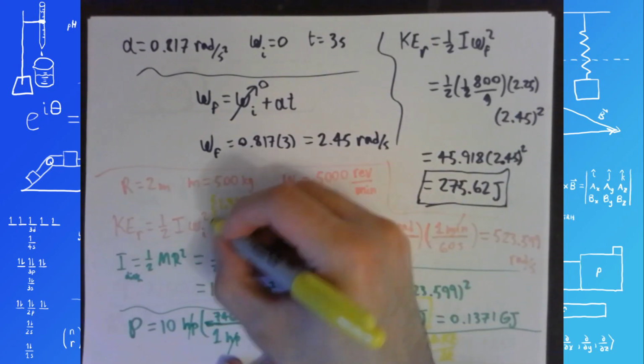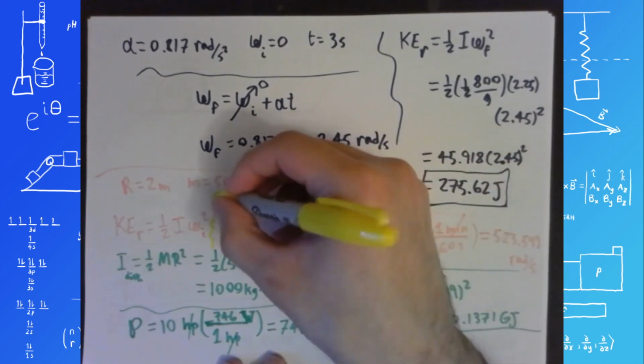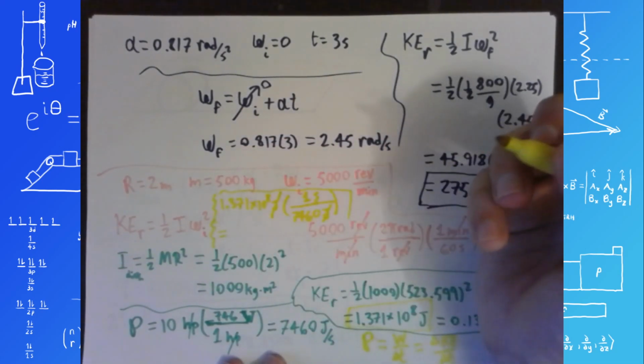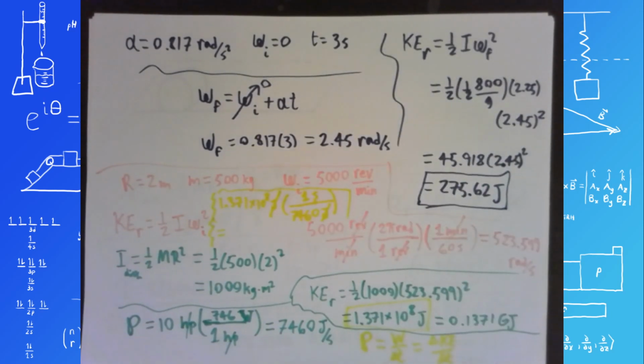And I guess I'll write my equal sign over here. 1.371 times 10 to the 8 divided by 7460. 1.371 times 10 to the 8 divided by 7460 is a much more reasonable number. I'm getting, let me switch that back to normal mode instead of scientific mode. I'm getting 18,378 seconds.